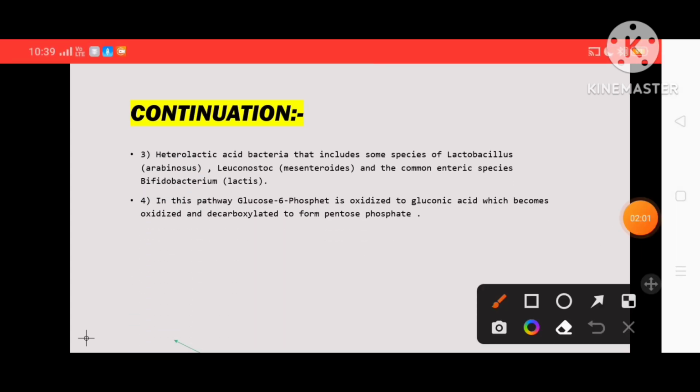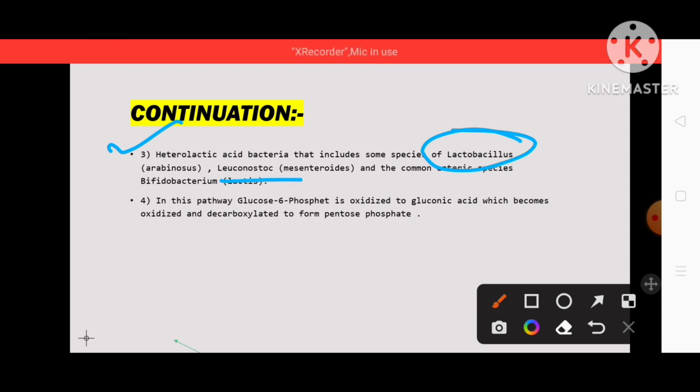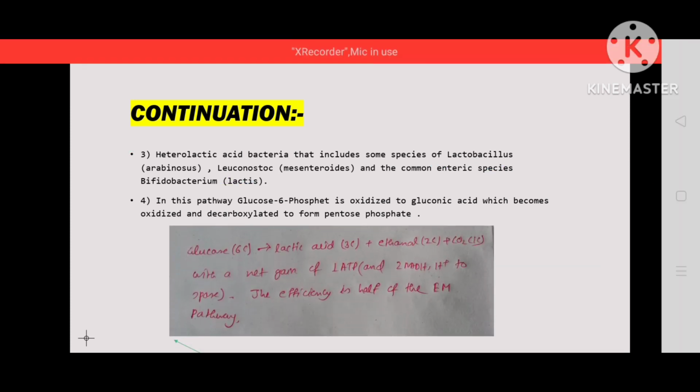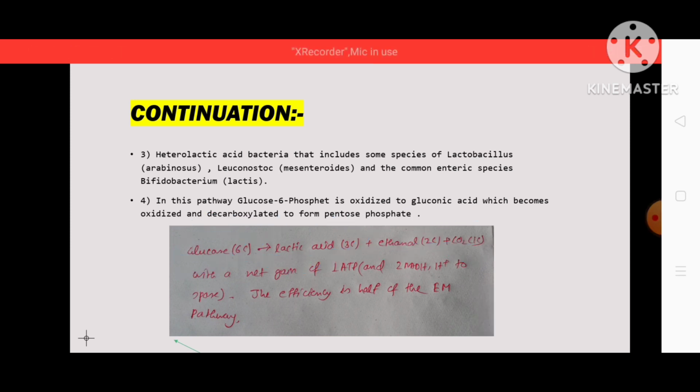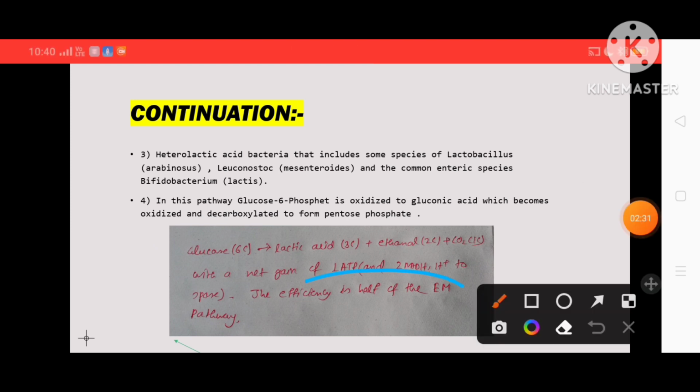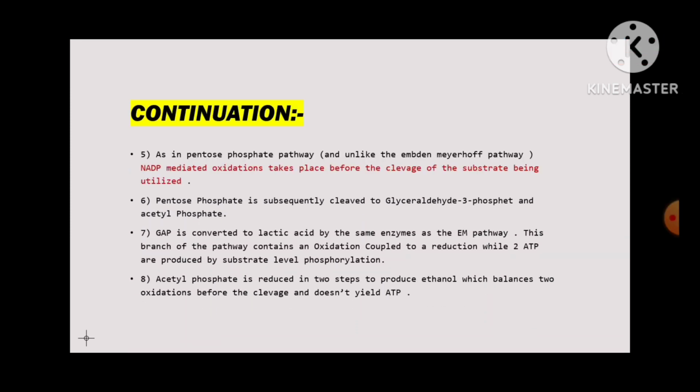Before that, examples of heterolactic acid bacteria that have the ability to do the phosphoketolase pathway are Lactobacillus aeruginosus, Leuconostoc mesenteroides, and some enteric bacteria, for example Bifidobacterium lactis. Here there is a net gain of ATP and the overall reaction is something like this. Glucose will be converted into lactic acid along with ethanol and CO2. The efficiency of this reaction is half of the Embden-Meyerhof pathway because we are only taking half of the Embden pathway and half of the pentose phosphate pathway. So let's directly move on to the diagram to understand the steps.